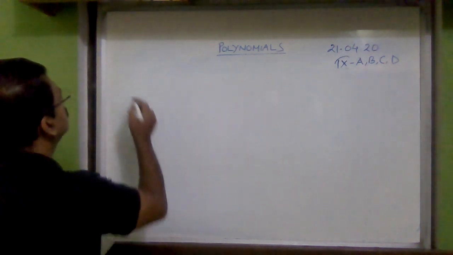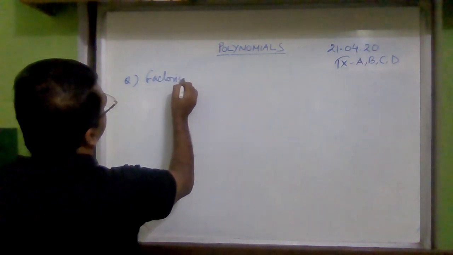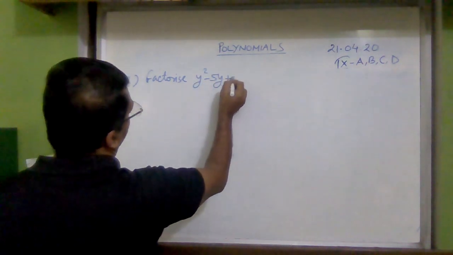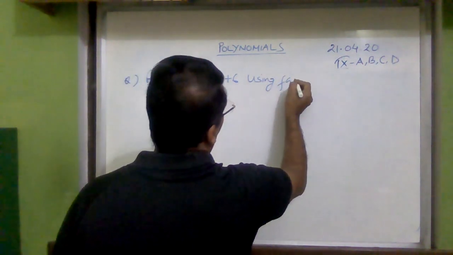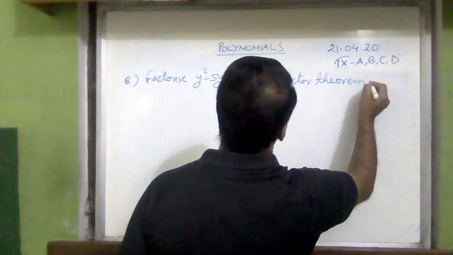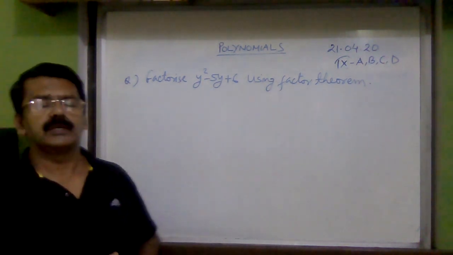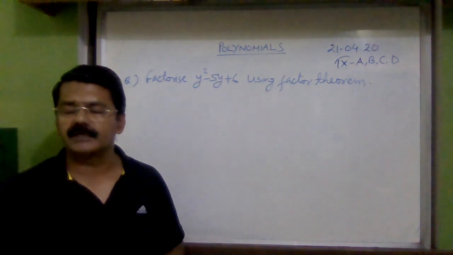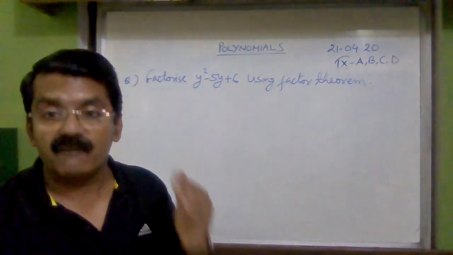Now the next question, factorize y square minus 5y plus 6 using factor theorem. Now all of you know how to factorize the given expression using the middle term splitting method, but here they are saying you have to factorize it using factor theorem.